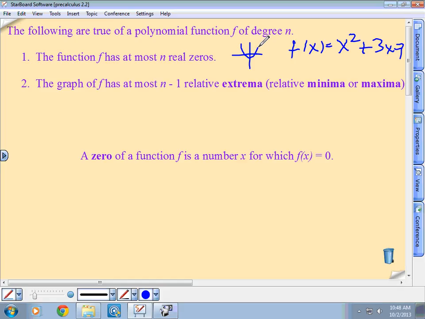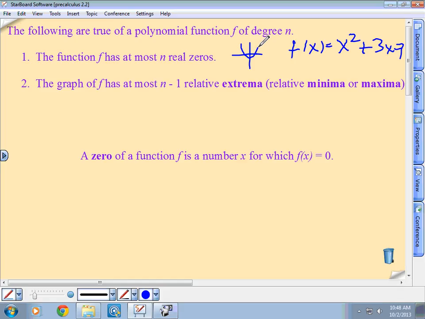That doesn't mean it has to cross it twice, because we've learned from history, it may not cross at all. If your vertex is above the x-axis, it may not do it at all. So this doesn't say it has to do it 2 times. All it says is at most. So all you need to know is, if a function is of second degree, the most times it can cross the x-axis is 2 times.